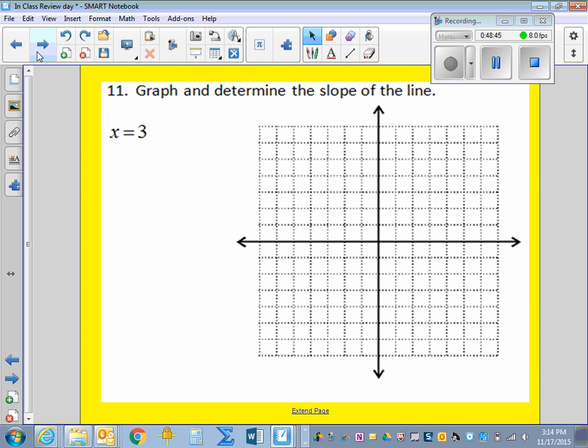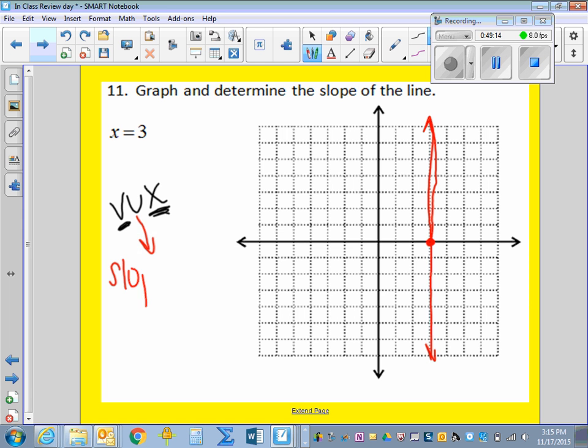So the number 11 says graph and determine the slope of the line. Here we have x equals 3. For any x equals, we have the acronym VUX. X equals is a vertical line. So we go to x equals 3, plot my point, and a vertical line through there. Try to make it straight. And for any vertical line, my slope is undefined. So just write slope is undefined. Okay, so again, VUX and HOY when we're using x equals and y equals just a number.